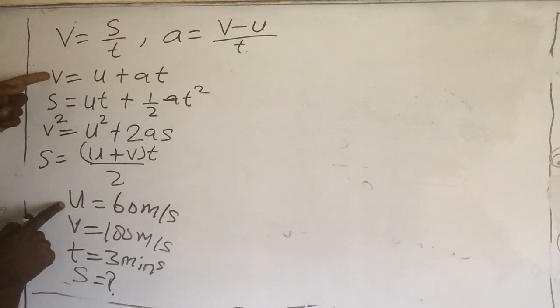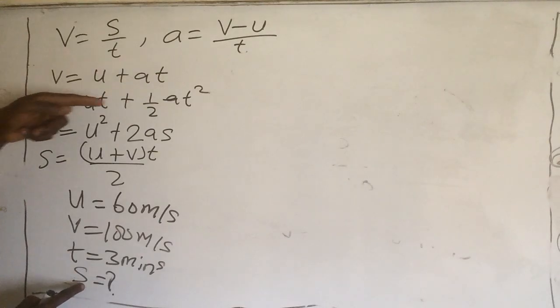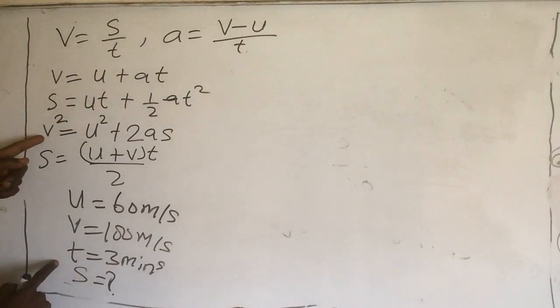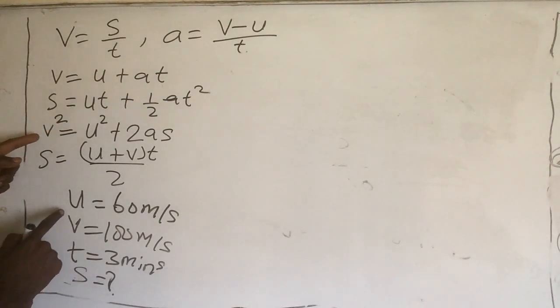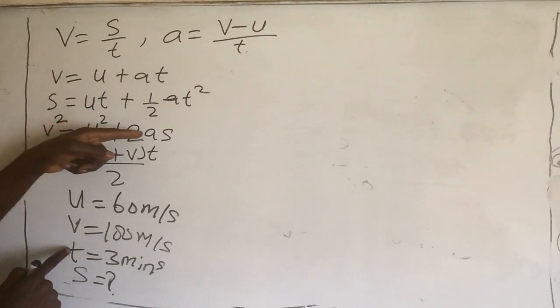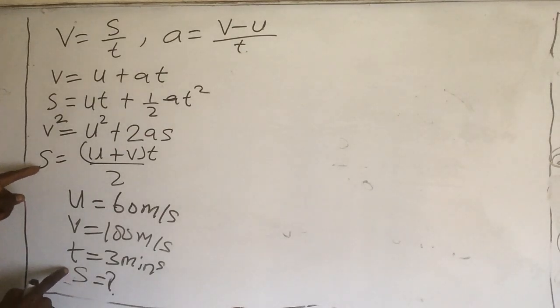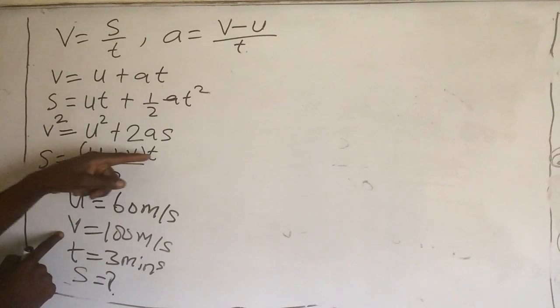Even this one, U is here, V is here, T is here, but distance is not there, which is S, and we will not use it. This one again, U and V are here, but T is not here. Then I think this one, we have S, we have U, we have V, and we have time.